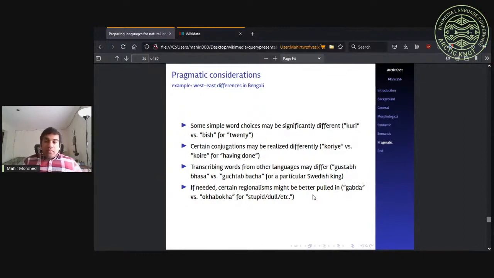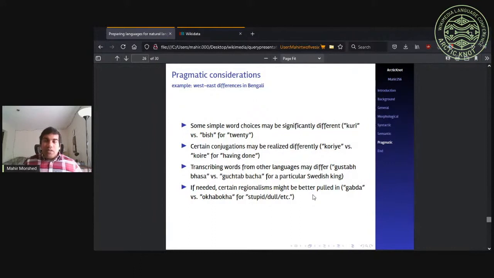And of course, in certain situations, if it's more useful for generating a particular text, certain regionalisms might be pulled in. So I've learned that in the far west, the term gabda is used for a word meaning stupid, dull, etc. Whereas in the far east, like around Sylhet, the term akaboka exists apparently.